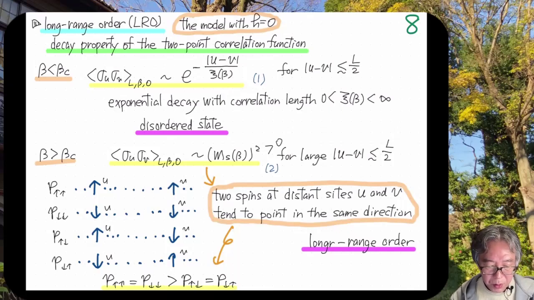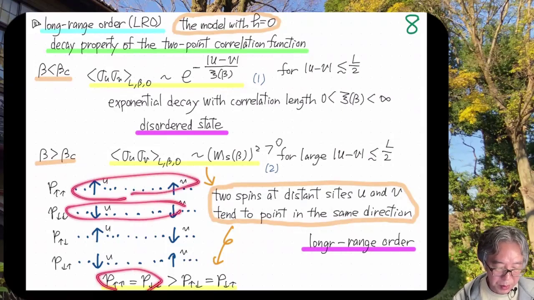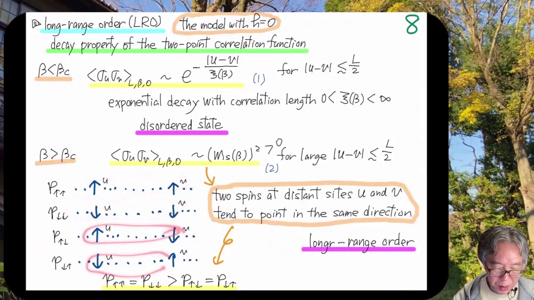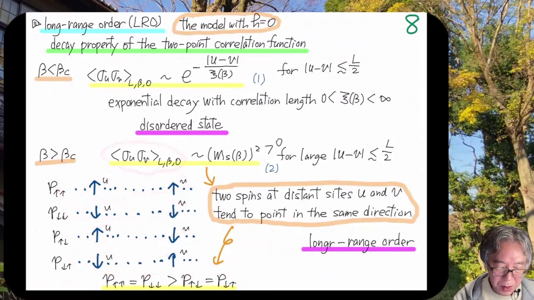Okay, so what does this mean? Well, so here is a possible configuration of spins at sites u and v. So there are 4 possibilities, and because of this global spin flip symmetry, this and this must have the same probability, and this and this must have the same probability. Oh, these are the probabilities that you see these configurations. And if you find that this expectation value or correlation function is strictly positive, it means that these probabilities are strictly larger than these probabilities.